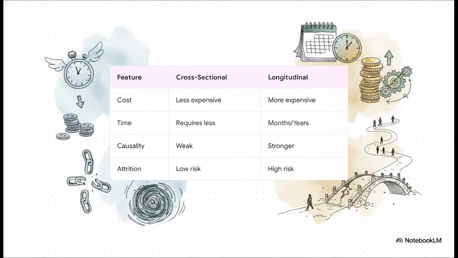But look at what that massive investment buys you. For causal interpretation, cross-sectional is very weak because everything is just measured all at once. Longitudinal provides much stronger evidence because you can actually see what happens first and what follows. And finally, look at the risk of attrition. In a snapshot, it's virtually non-existent. You measure once, you collect your data, and you're done. But in a longitudinal study, attrition is a high, constant, agonizing risk that you have to manage every single day. You are always trading speed and convenience for temporal depth and causal clarity. There is simply no free lunch in research methodology.